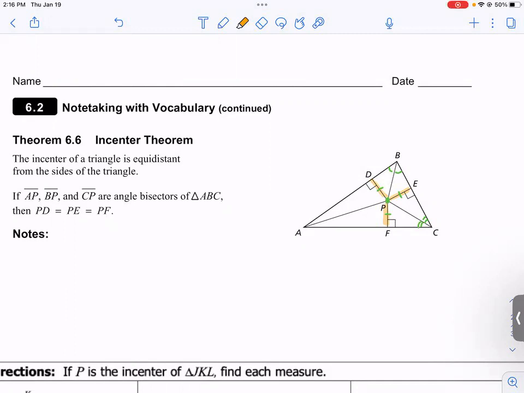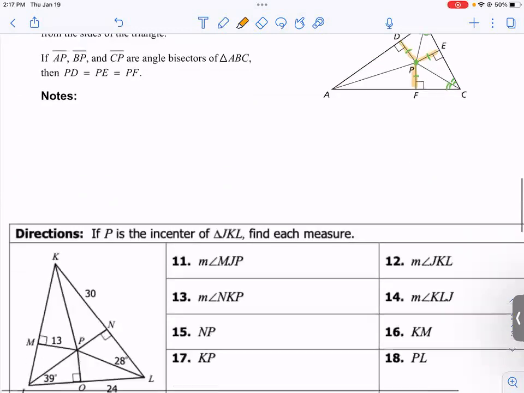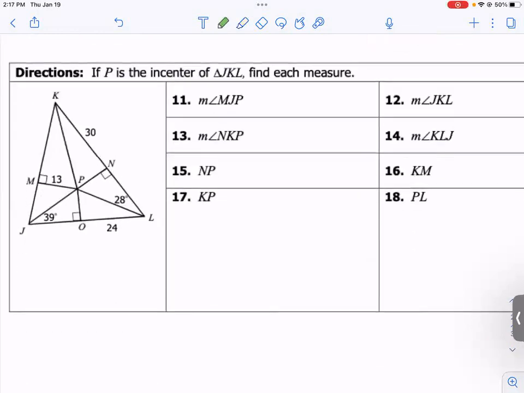So look at your second strip of paper that I gave you. Did everybody get one? Because I have an extra. Okay. So we know that this is the in-center, which means those are all angle bisectors. Additionally, we know that the in-center is equidistant from the sides of the triangle. Distance is always measured with perpendicular segments, which is why those are perpendicular.